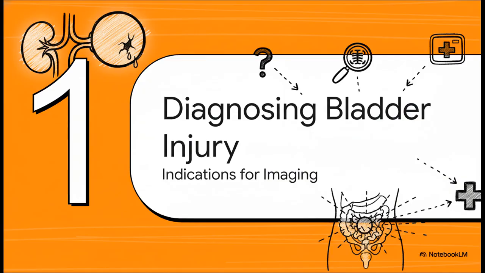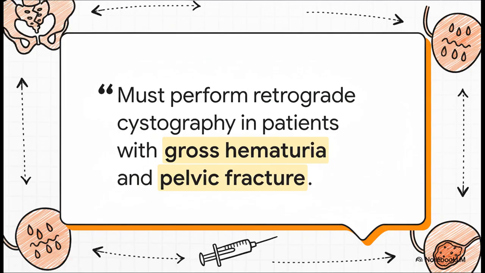This is all about that critical first step, figuring out which patients actually need imaging. Guideline Statement 14A gives us a really clear absolute indication for imaging. Now, it's important to remember that a pelvic fracture alone isn't enough to warrant bladder imaging. But when you see the combination of gross hematuria and a pelvic fracture in a stable patient, that's a mandatory indication. You have to perform a retrograde cystography.